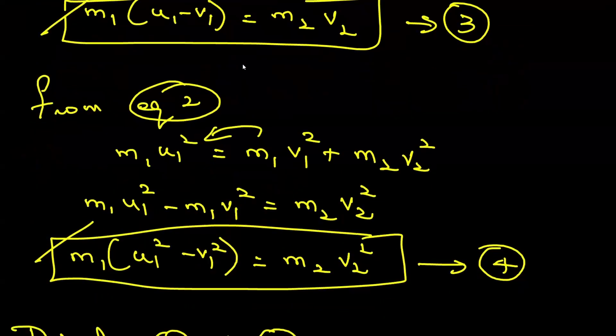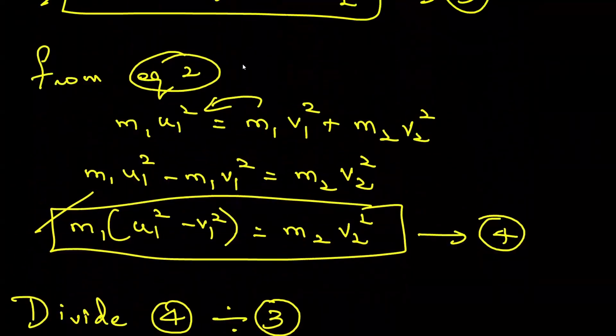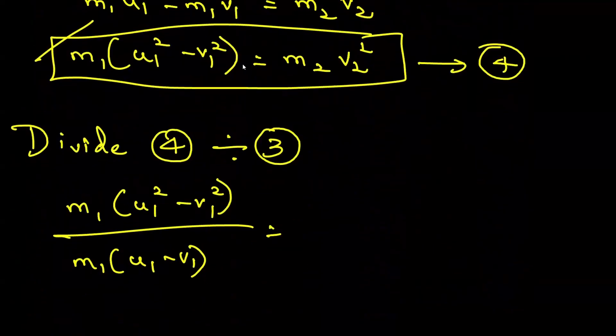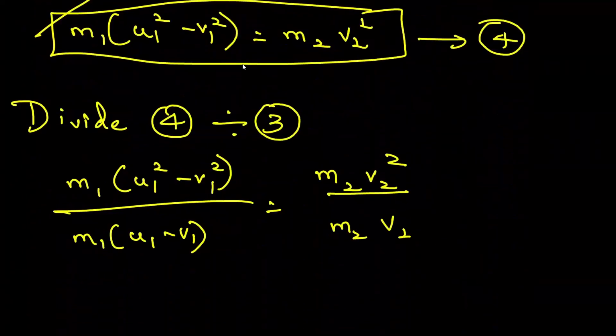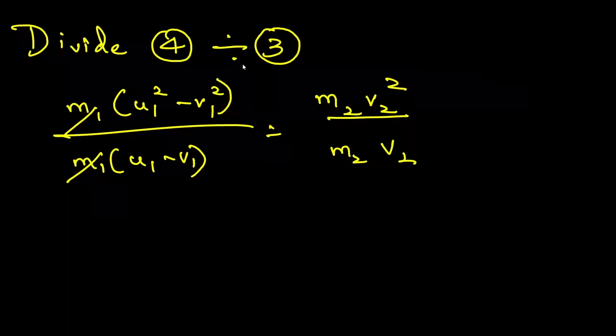I write the more complicated looking equation, equation number 4, in the numerator, divided by the less complicated equation in the denominator. So it becomes M1 into (U1 minus V1) is equal to, right-hand side, M2 V2 square divided by M2 V2. That's it. Now think and answer. This is more like math. M1 gets cancelled. We always feel that U1 and V1 can't be cancelled. It can be. How? Look at the numerator. Before that, M2 gets cancelled. V2 and the square get cancelled. Only V2 is remaining on the right-hand side.